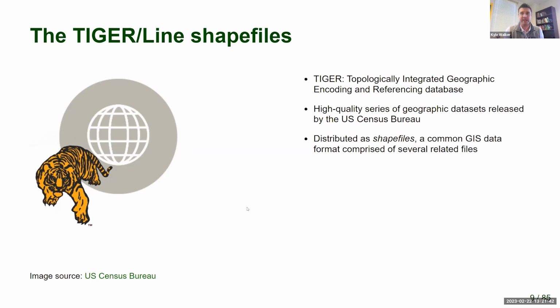It's a collection of related files developed originally for use with ArcMap and the Esri suite of products, but is an open standard. And so it's something that's used across different platforms. And so typically what we'll do if we're working with TIGER/Line shapefiles is you can go to the Census website, you can download a specific file, and then you can read that into your GIS of choice.